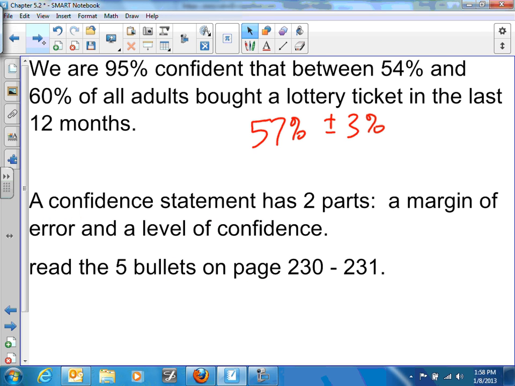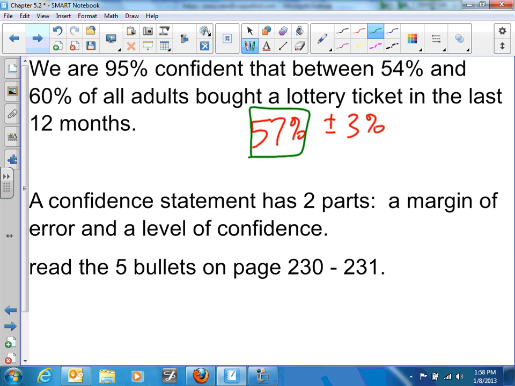Okay? We are now at the confidence interval. We are 95% confident that between 54% and 60% of all adults bought a lottery ticket in the last 12 months. Well, notice Gallup polls came out with 57%. If they're 95% confident with a 3% margin of error, that means 54% to 60%. They are certain that the true parameter falls between those two percentages. A confidence statement has two parts. It contains a margin of error and a level of confidence.